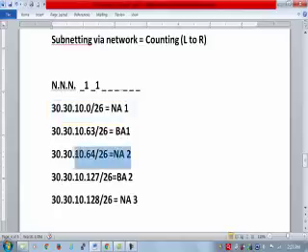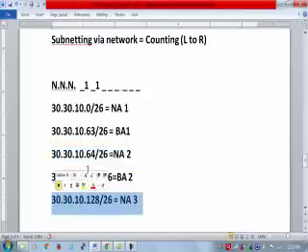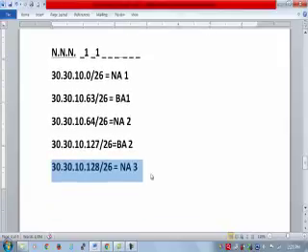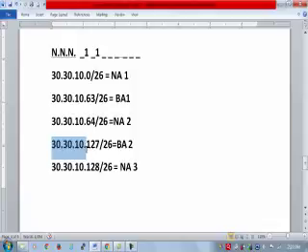For my network address 2, I added 64. So it becomes 30.30.10.64. And for my network address 3, I will just add 64 again to my network address 2. So 30.30.10.128/26. Again, my broadcast address 2 will become minus 1. So it becomes 30.30.10.127/26. I hope this problem is understood.